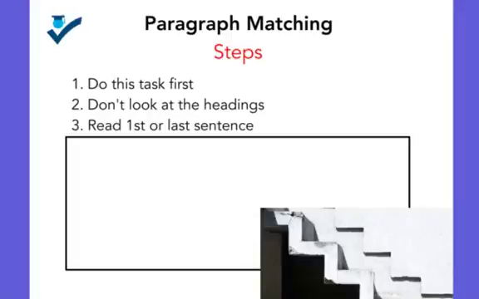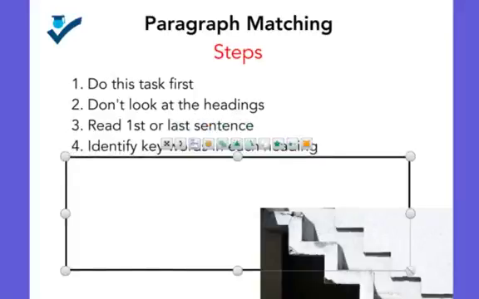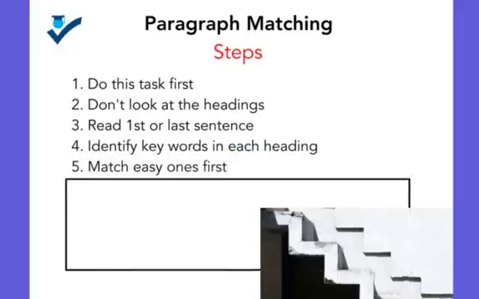Don't worry about identifying keywords in the text just yet. Just work out the general meaning. And then look at the headings and look at the keywords in the heading. Once you've identified the keywords, match the easy ones first. Get that out of the way before you move on to the challenging ones.